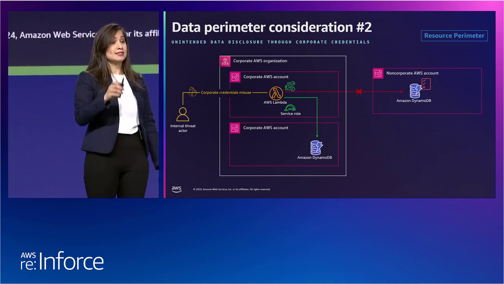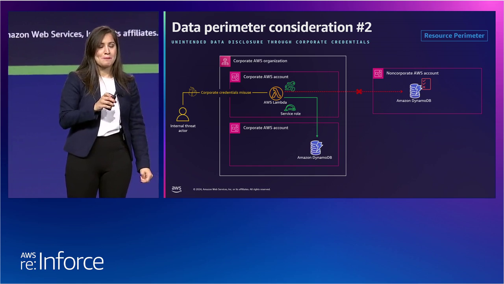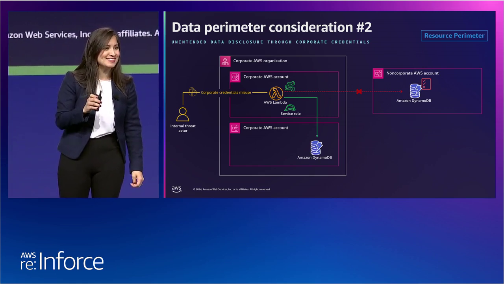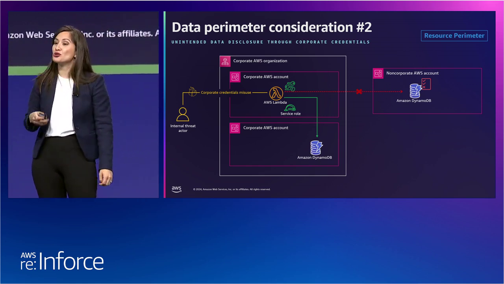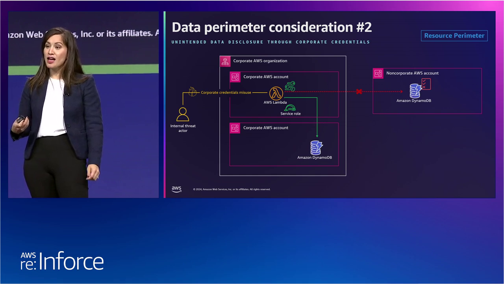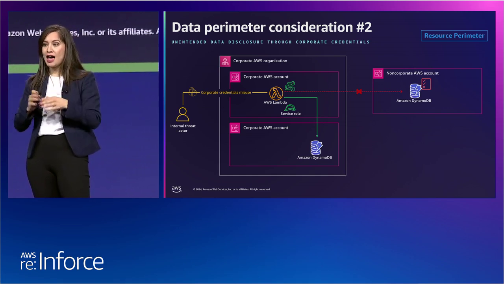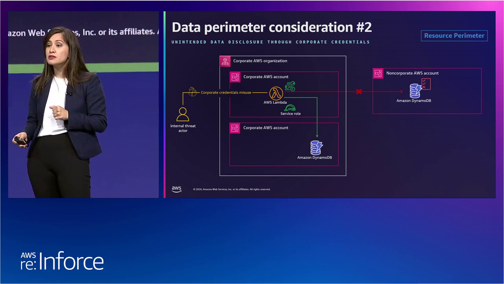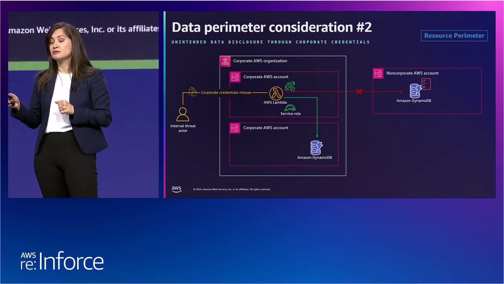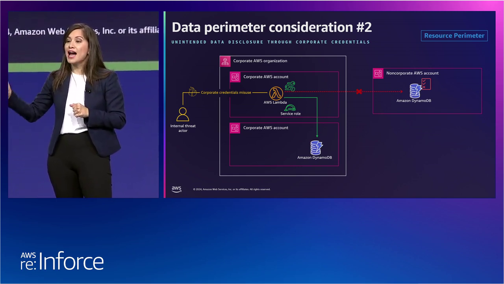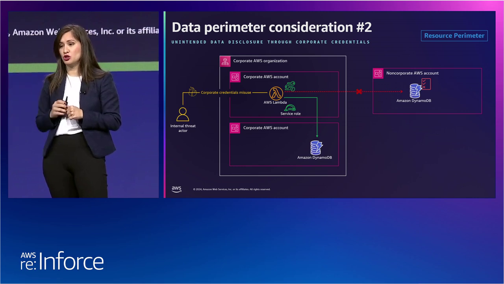You can use a service control policy to do this with the resource org ID condition key. When you do that, all of your principals can only access resources that belong to your organization.